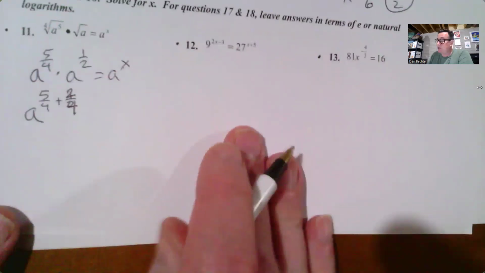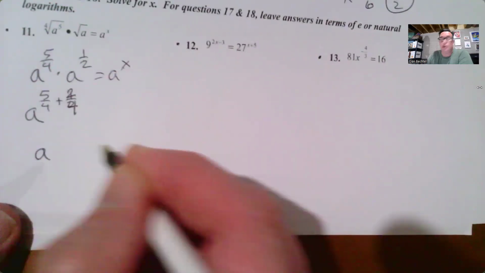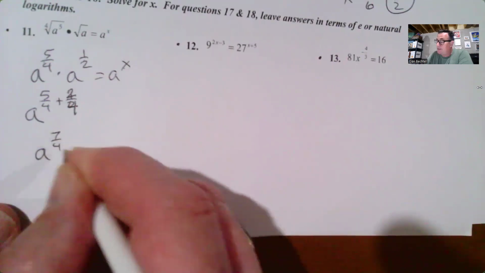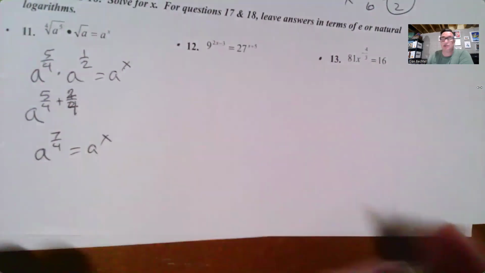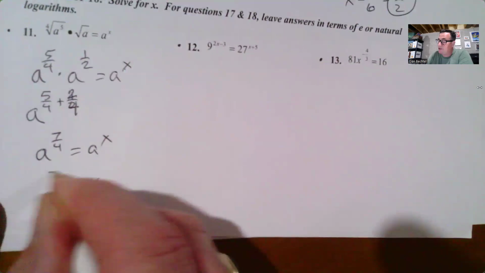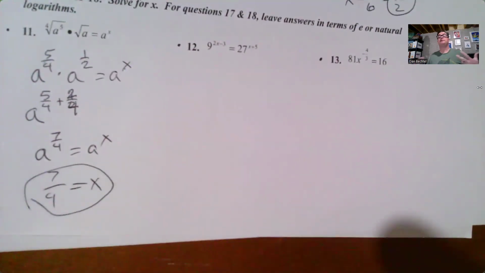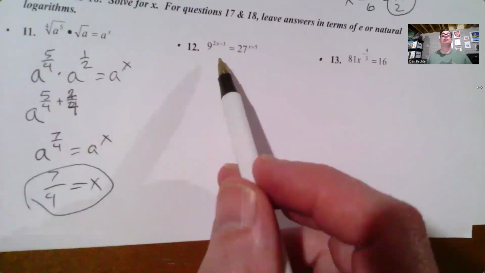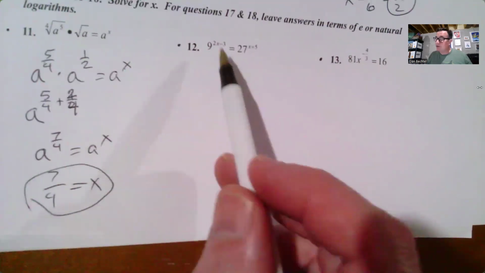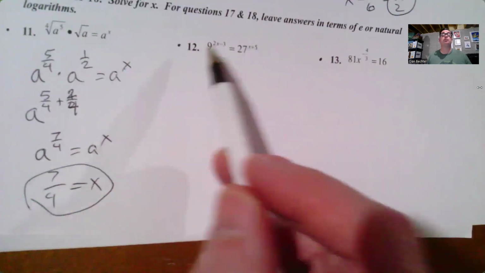And so that would mean that when we combine them, this would be a to the 7/4 power, and that would equal a to the x. Got the same base, so I could tell you right now that x was equal to 7/4. Again, not a difficult problem, but one where you have to apply some of your knowledge of how you combine things to make that work. This one is a little bit more straightforward in that I don't have to do anything with the exponents right now, but I do need to write them with the same base.